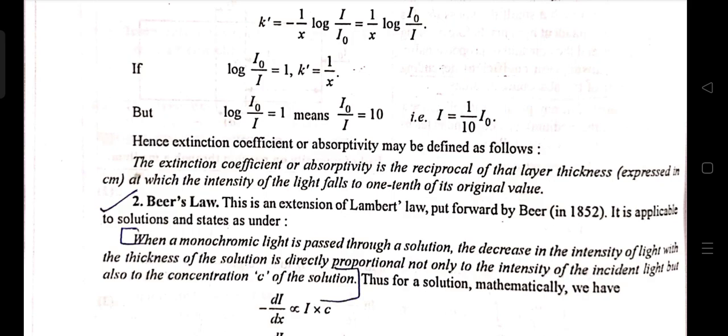Hence extinction coefficient or absorptivity may be defined as follows. The extinction coefficient or absorptivity is the reciprocal of that layer thickness, expressed in centimeters, at which the intensity of the light falls to 1/10 of its original value.